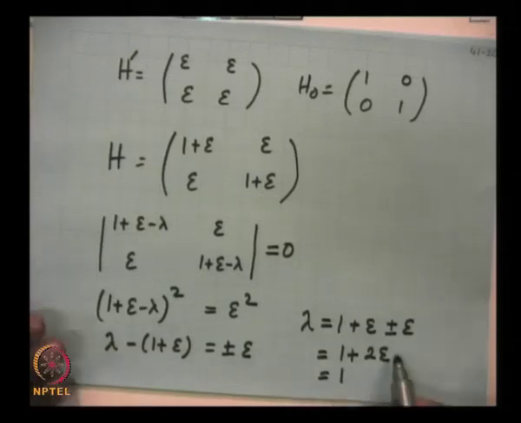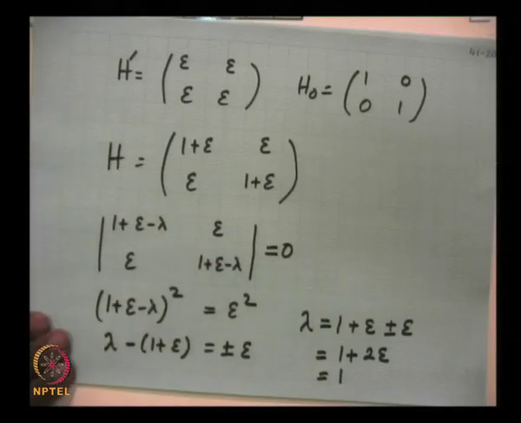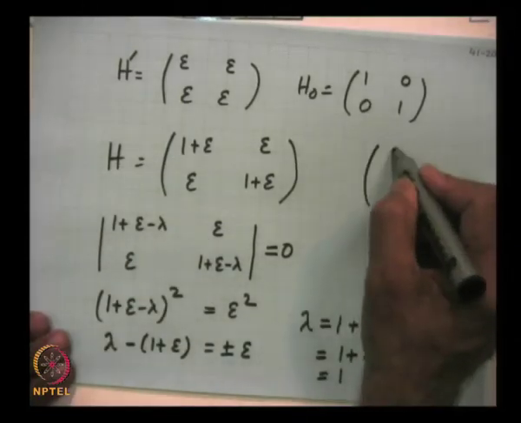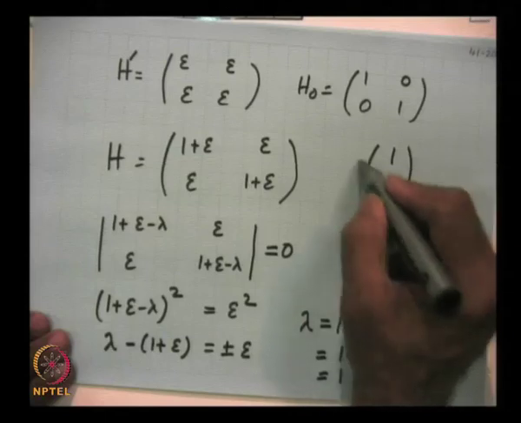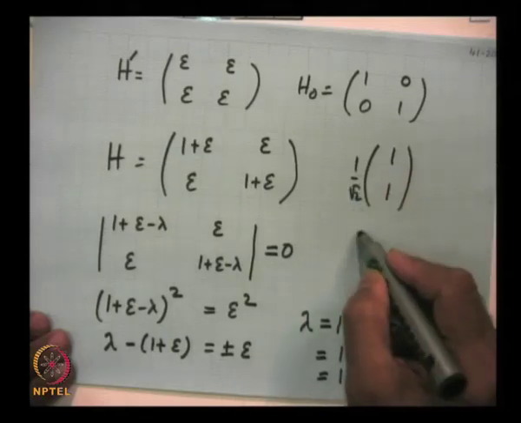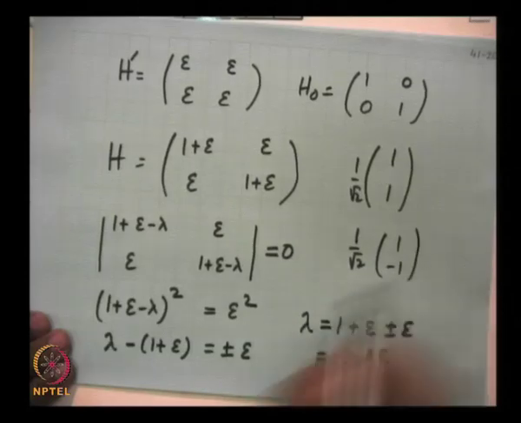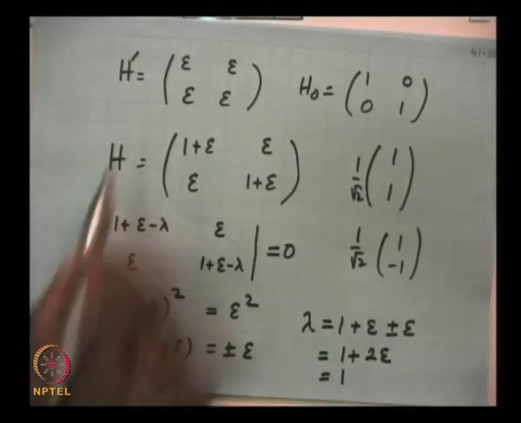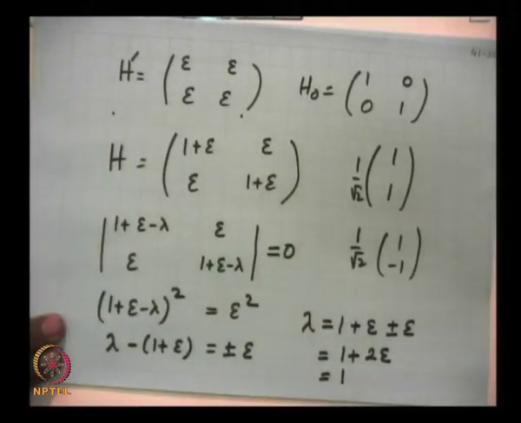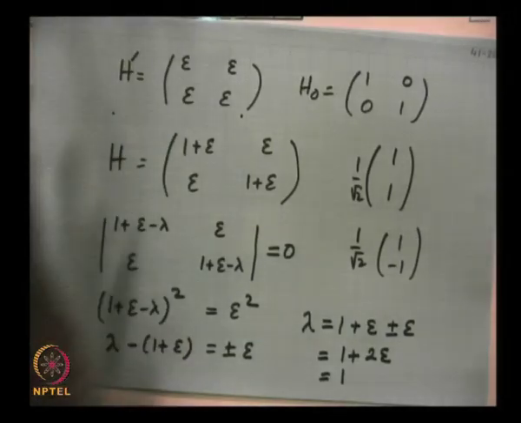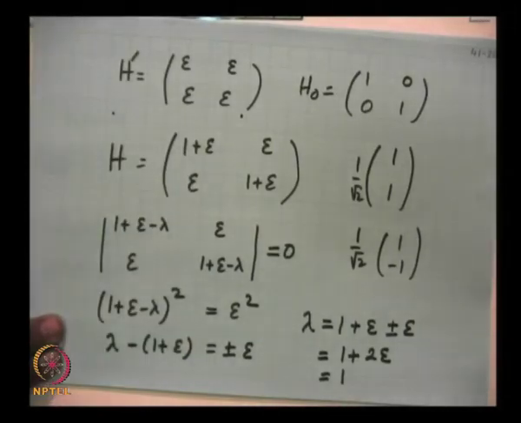So, these are the rigorously correct eigenvalues for H, and if you find out the corresponding eigenkets, then they will be 1 by root 2 times 1 1 and 1 by root 2 times 1 minus 1. We also say that by introducing this perturbation, the degeneracy has got lifted.